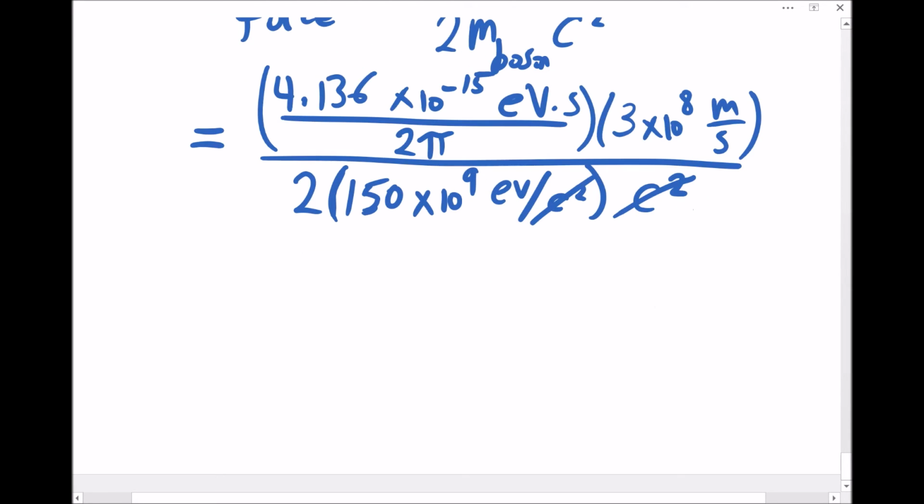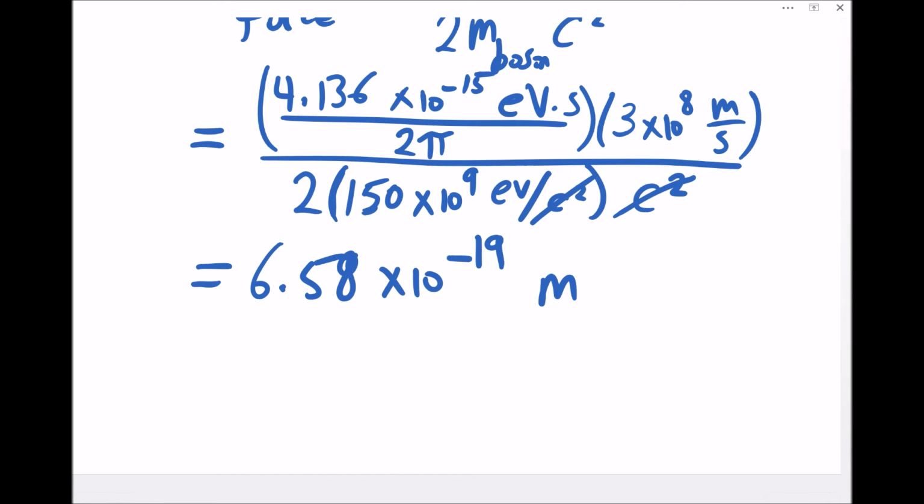And this gives us the range of the force of the Higgs boson if it were to exist, and we get 6.58 times 10 to the negative 19 meters. This is very small. Now we can compare this to the force range of, say, an electron.